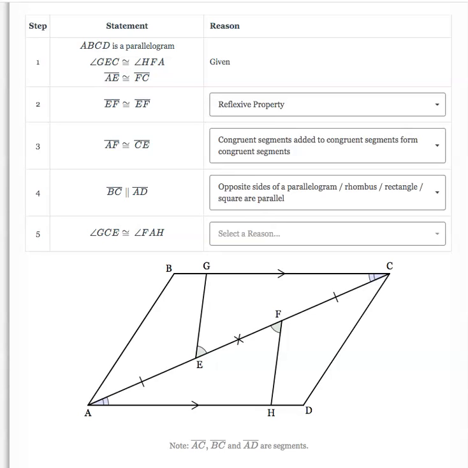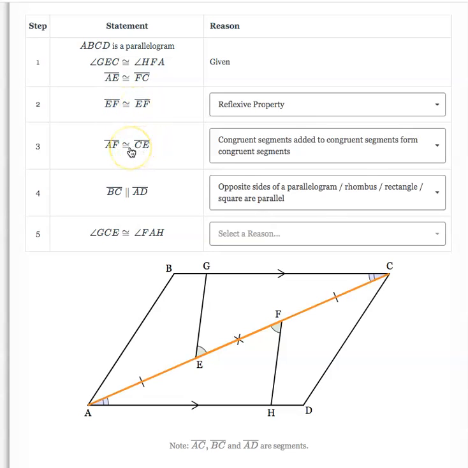Let's take a look at another proof. First of all, we have a parallelogram ABCD, and we're also given that there are two angles inside of that parallelogram that are congruent and two little segments in there. Next, EF is congruent to EF. Obviously, that's a reflexive property, something congruent to itself.